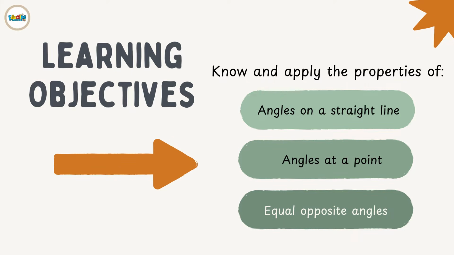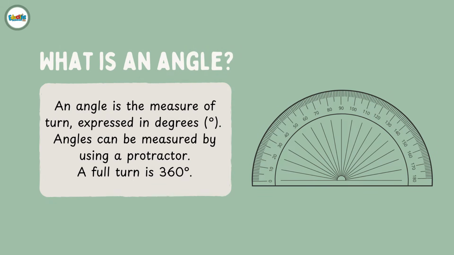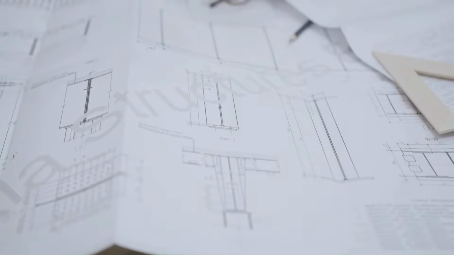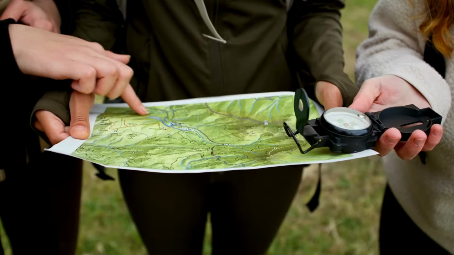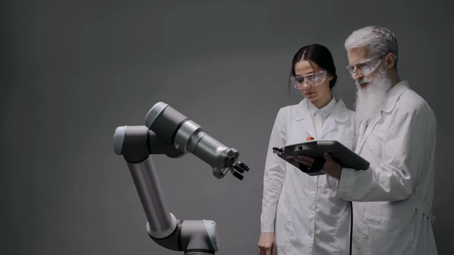Welcome to today's short revision lesson about angles, and our learning objectives today are to know and apply the properties of angles on a straight line, angles at a point, and equal opposite angles. So what is an angle and why are they important? And where are they used in real life? Well, angles are used in many fields, including architecture, which is the design of buildings, construction of buildings, navigation, robotics, and even sport.